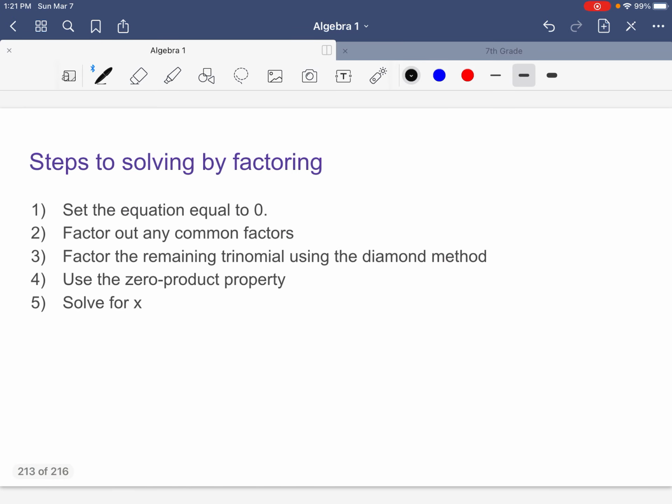So here we go. Steps to solving by factoring. These will be on the next page, but if you want to pause the video so you can write these down. Solid. Glad you paused it.